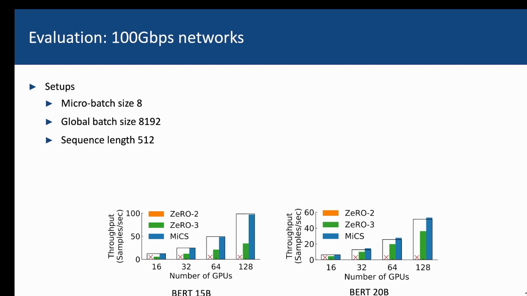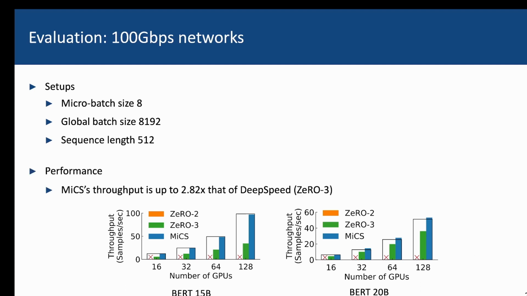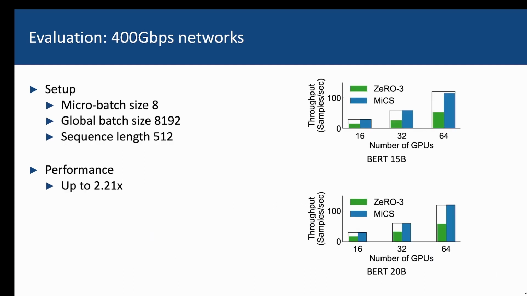From the performance perspective, MiCS achieved near linear scalability, and it is up to 2.82 times faster as compared to ZeRO-3. In the evaluation for the 400 gigabit network, we use the same training setups. As shown on the right side, MiCS can achieve near linear scalability as well, and it is up to 2.21 times faster.